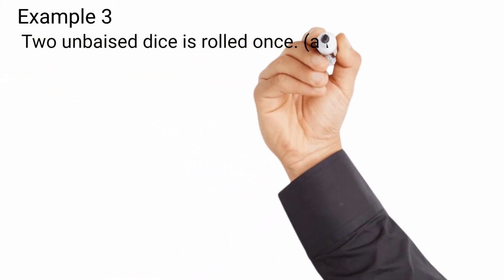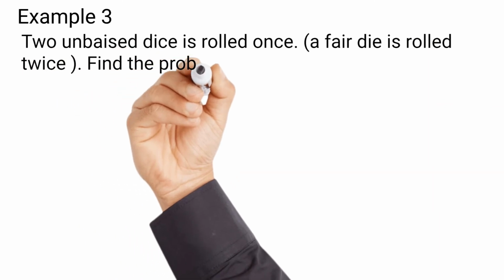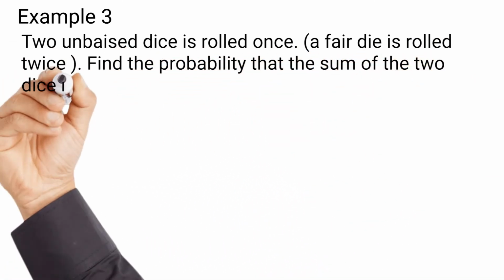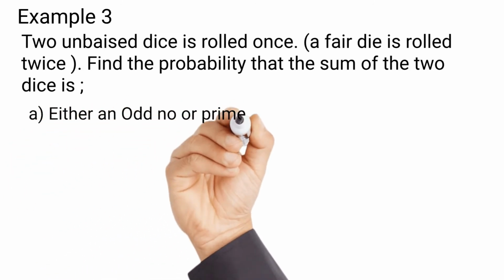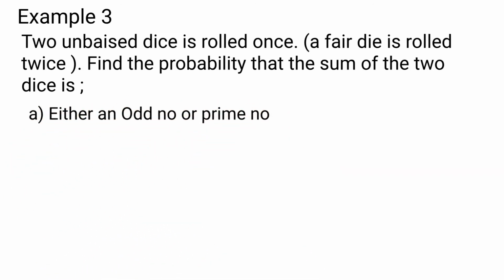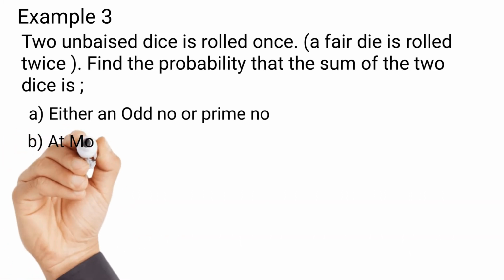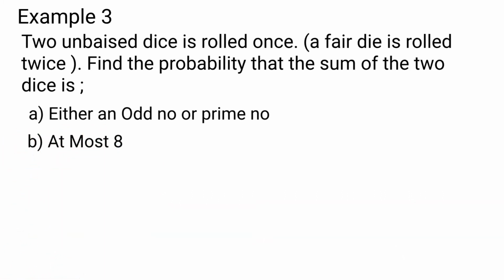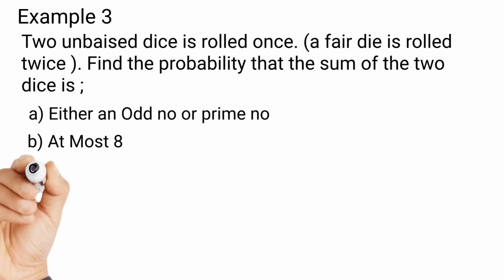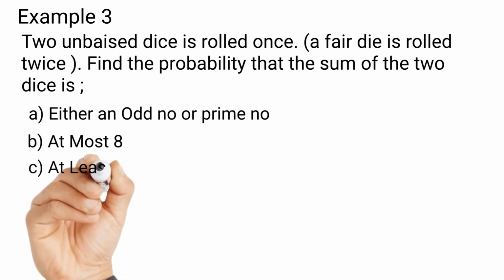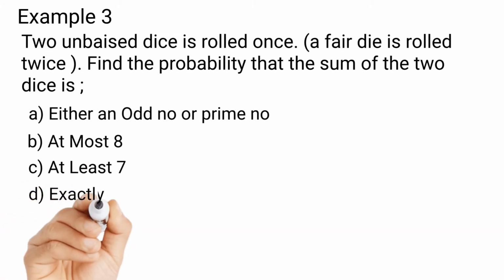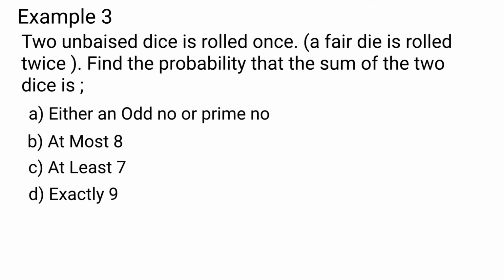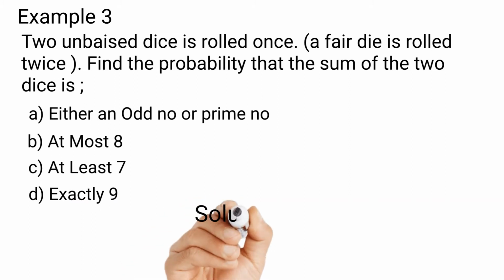Example 3 now. Two unbiased dice are rolled once, or we can say a fair die is rolled twice. Find the probability that the sum of the two dice is: A, either an odd number or prime number. Or means plus, don't forget. B, at most 8. At most means from 8 down. C, at least 7. At least means from 7 up. D, exactly 9, which means count all the 9s. All right? Let's go ahead now.